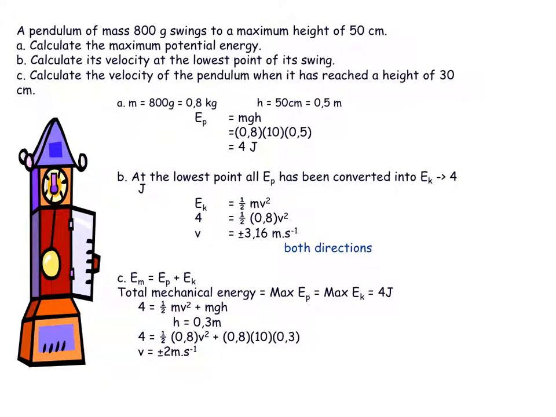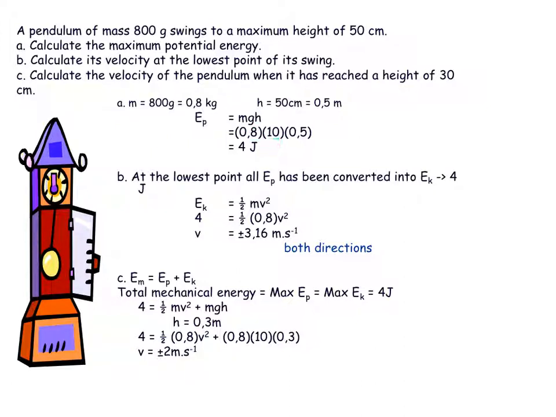So let's look at an example. A pendulum has a mass of 800 grams. It swings to a maximum height of 50 centimeters. What is its maximum potential energy? We know what potential energy is. It's mgh. So we change mass to 0,8. G, this is on 10, but you should really use 9.8. But because 10 is easier to work with, let's just stay with 10.